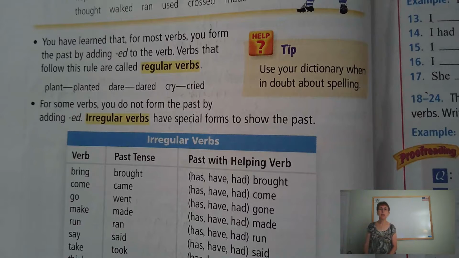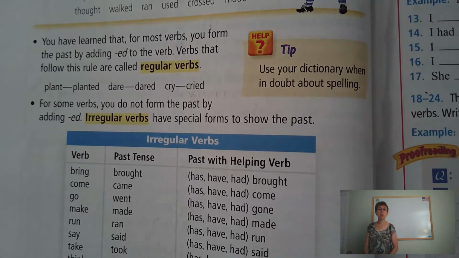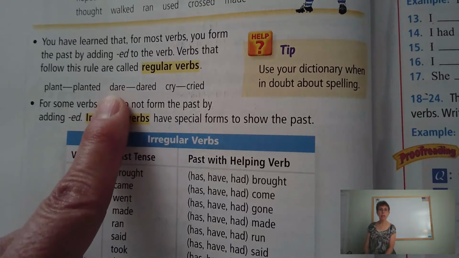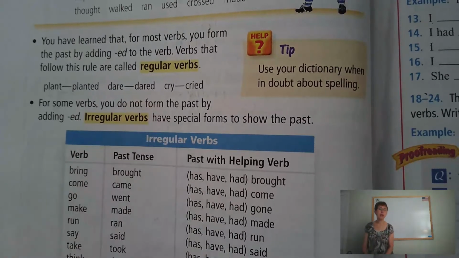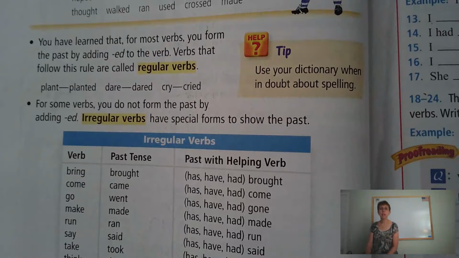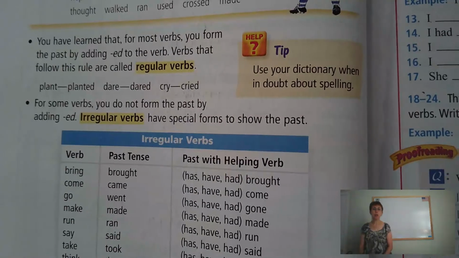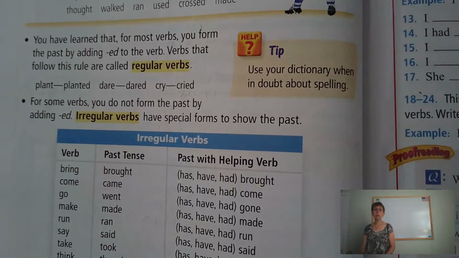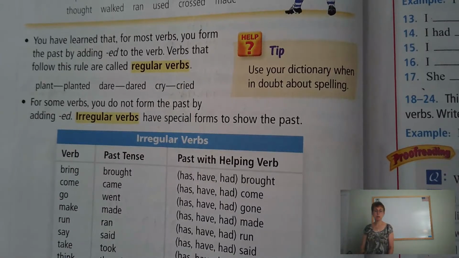As I said, even though with cried you're changing that y to an i, adding ed. And even though dare ended with an e and basically you're just adding a d, they all end in ed, making these regular verbs. Okay, these are past tense regular verbs.